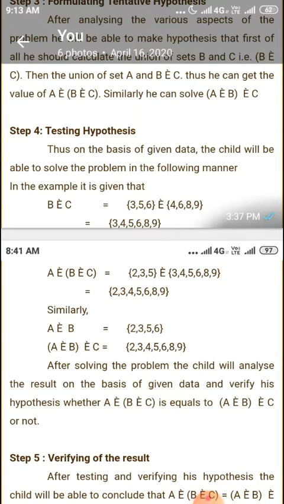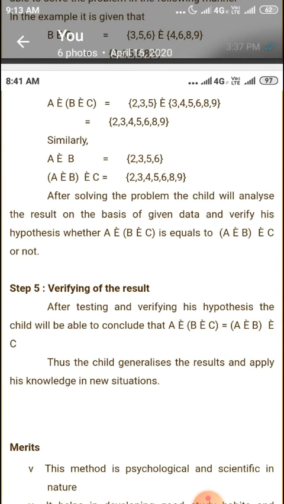After solving the problem, the child will analyze the result on the basis of given data and verify his hypothesis, whether A ∪ (B ∪ C) is equal to (A ∪ B) ∪ C or not. Verifying of the result: after testing and verifying his hypothesis, the child will be able to conclude that A ∪ (B ∪ C) is equal to (A ∪ B) ∪ C. Thus the child generalizes the result and applies his knowledge in new situations.